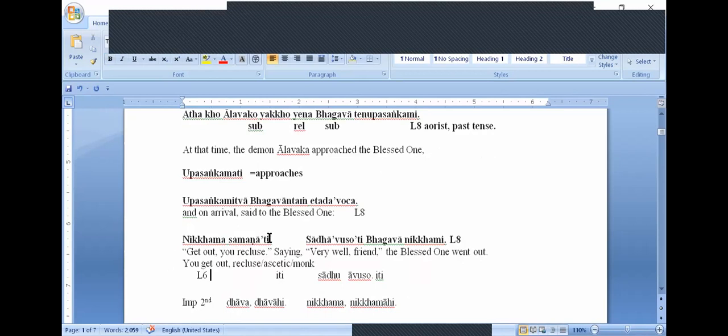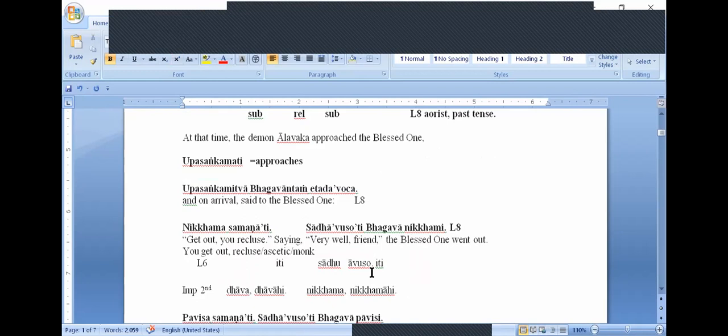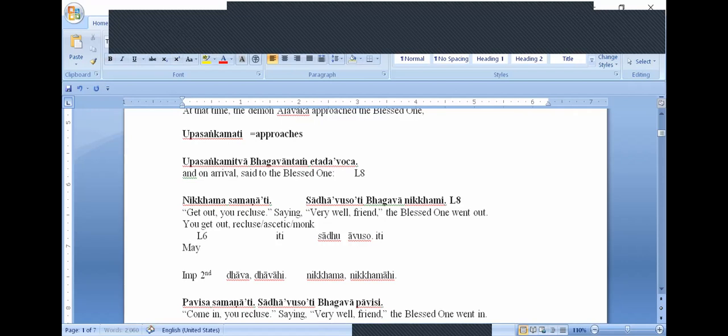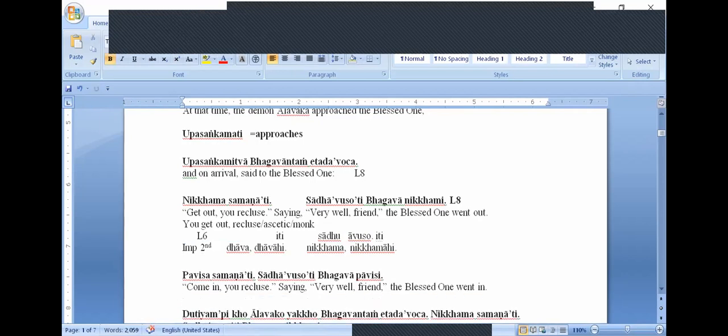Nikkhama samana ti. Sadu avuso ti bhagava nikkhami. So the Alavaka, the yakkha, commands the Buddha. Here you cannot translate it like "may you get out", because this is a command, all right? You cannot translate in this way. So you just say "get out". That's the best one, very short and to the point, because it's a command. All right, get out.